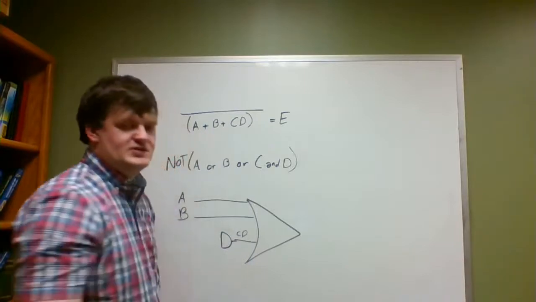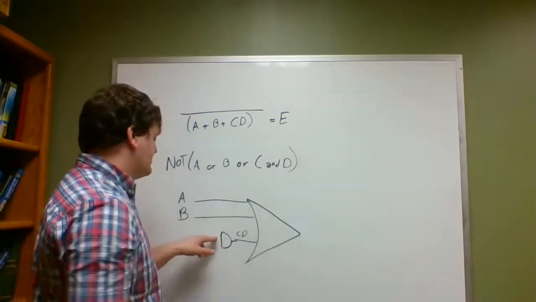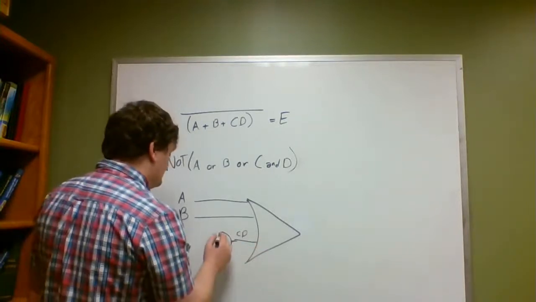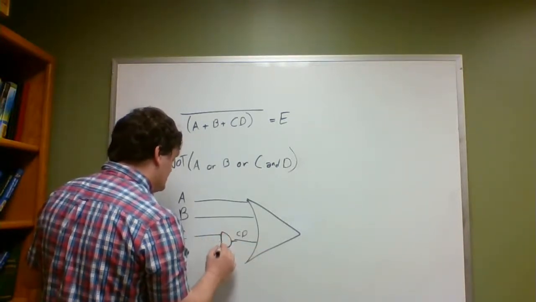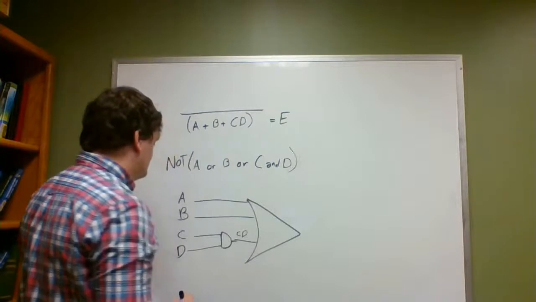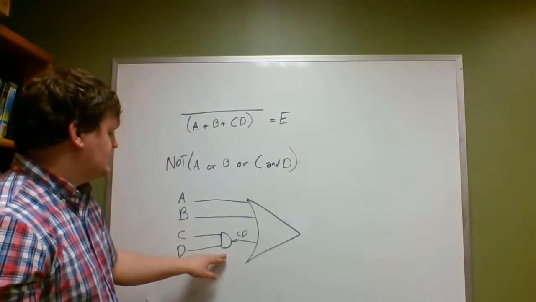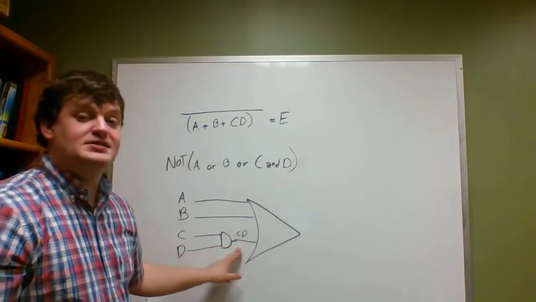You know what? This is an art class. So here, this AND gate produces CD, C and D. We've got C going into it, and we've got D going into it. So C and D go into the AND gate. What comes out is C and D.